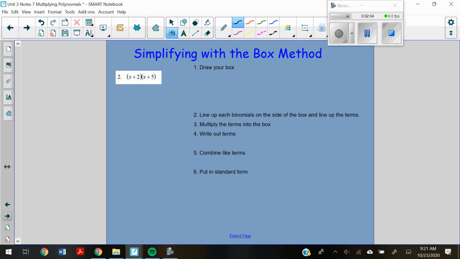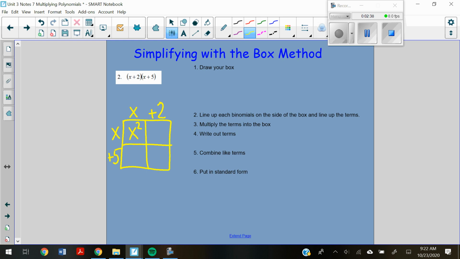All right, box method. We are going to draw our box, and I'm going to actually do it off to the side here. So we draw a box, and we split it up into 4 quadrants. It says line up each binomial on the side of the box. So I have x plus 2, so I'm x and a positive 2. Okay, then on the side, x and a positive 5. So now we're going to multiply the terms into the box. So if I look at my first box here in the upper left corner, I have an x and an x. So that's going to be giving me x squared.